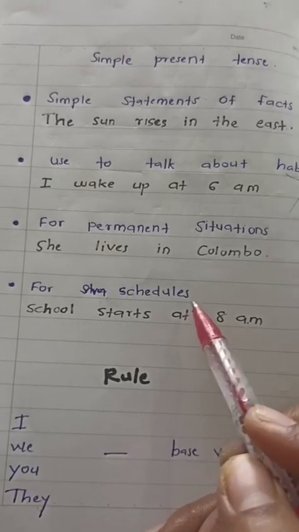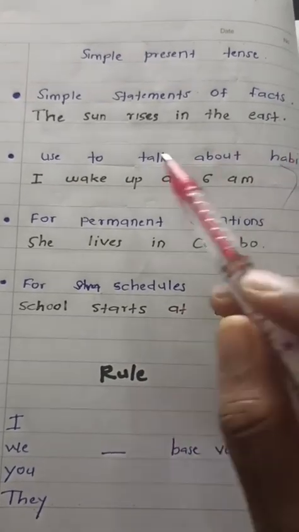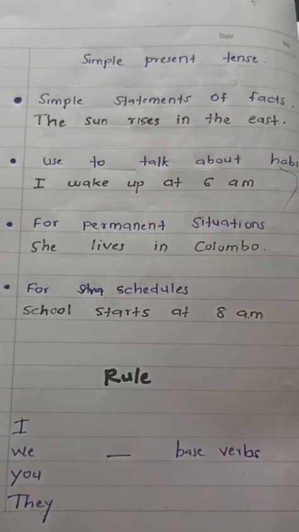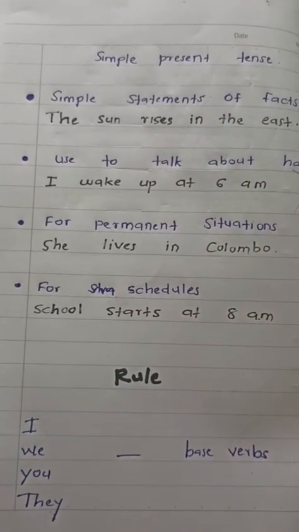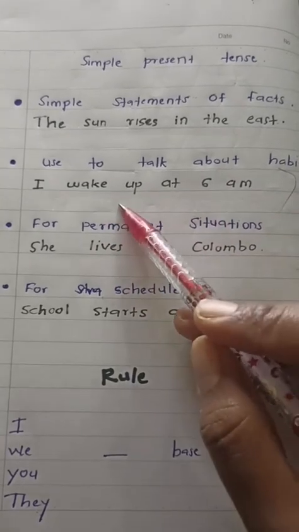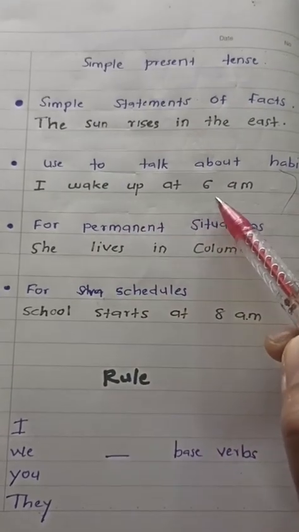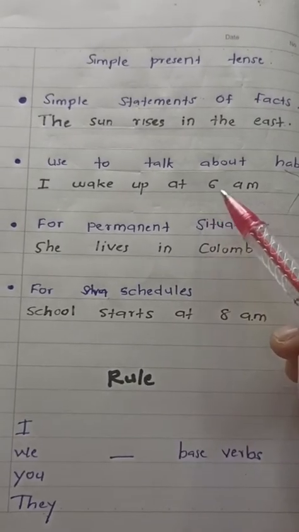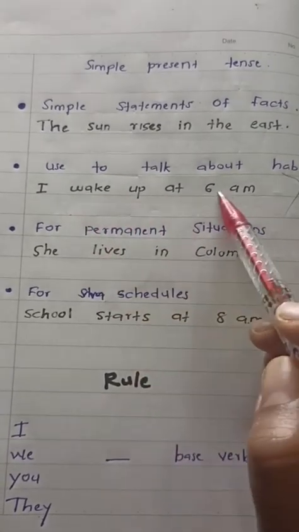Let's see some examples. Simple statements of fact. The sun rises in the east. That is a statement that is always true. We talk about habits. I wake up at 6 a.m. An action that happens regularly, or a routine.